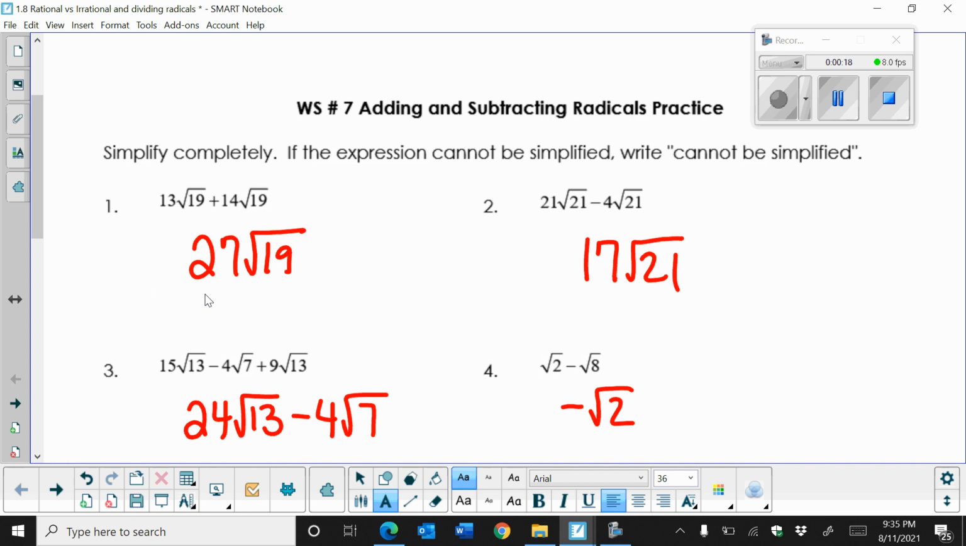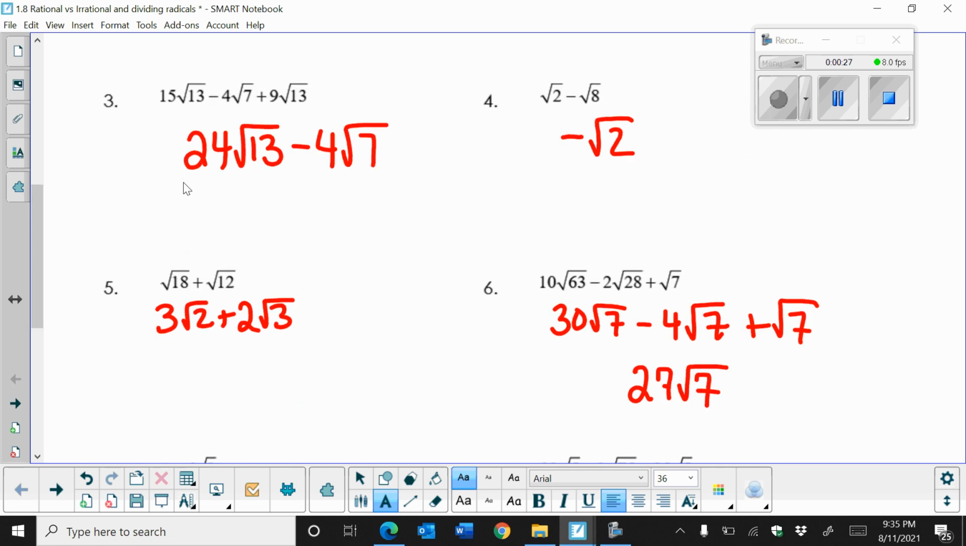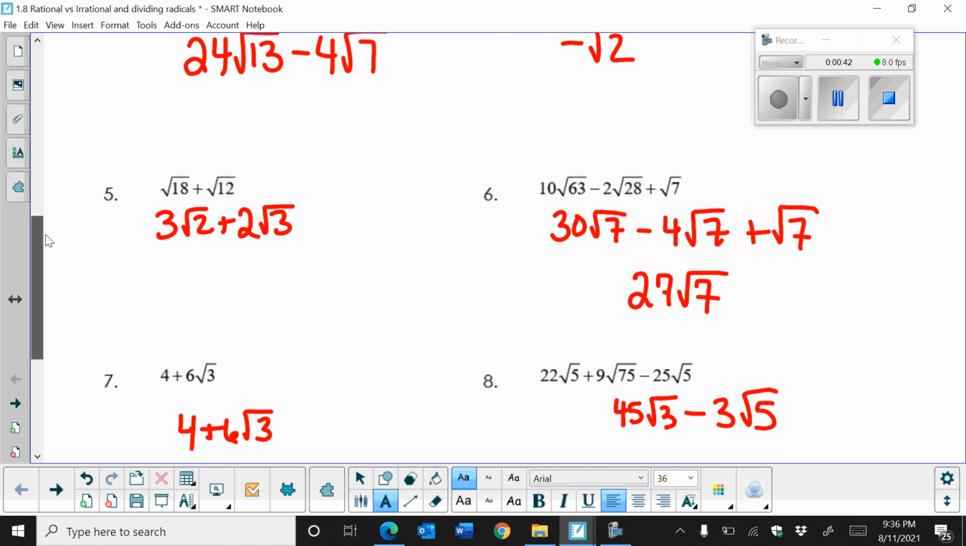So number 1 is 27 times the square root of 19. Number 2 is 17 square root 21. Number 3 is 24 root 13 minus 4 root 7. You have different radicals, so you can't combine. Number 4 is negative square root of 2. You have to simplify the square root of 8 and then combine those.